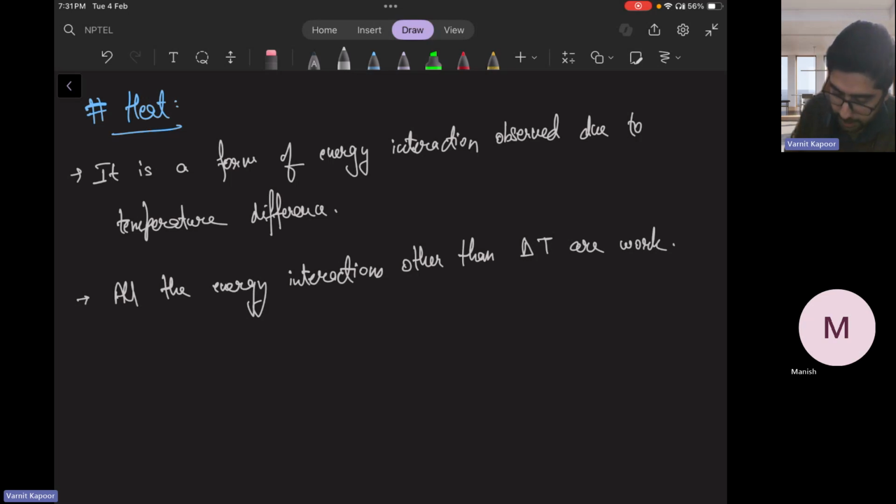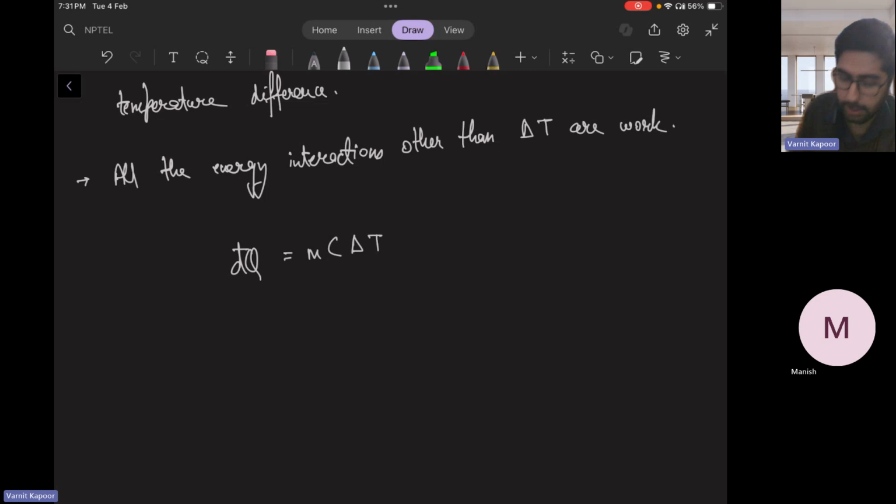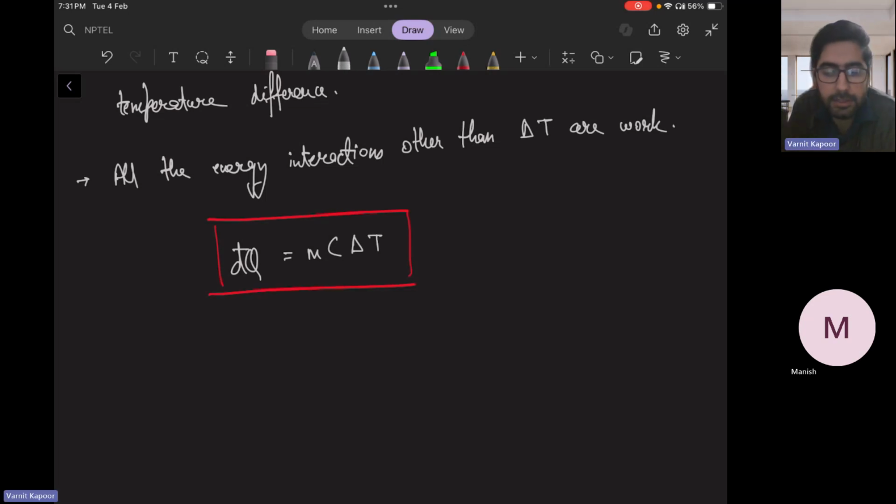So heat can be written as, because it's an inexact differential as we did in the last tutorial, it's written like this, dq crossed. It's a path function as well. So dq crossed is equal to m c delta T, that is your heat. Very important. Where m is mass, delta T is the temperature change, and c is the specific heat of that gas.